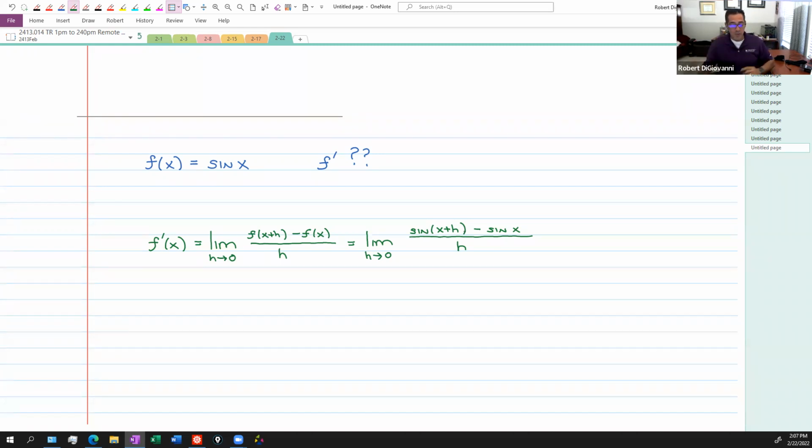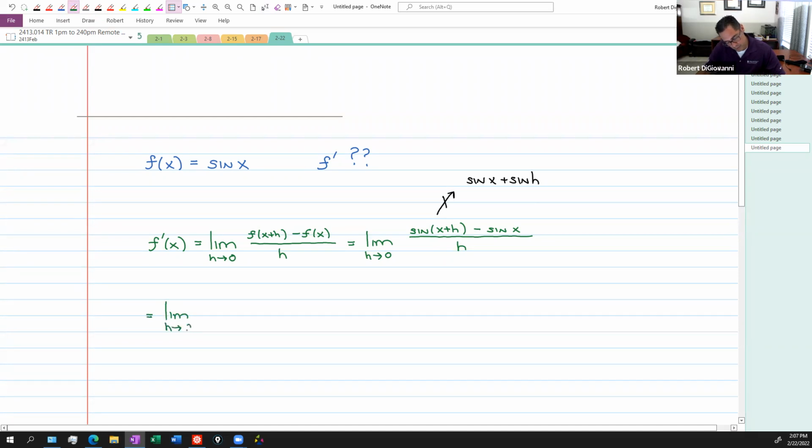Unfortunately, there's no algebra you can do here. Please don't do this, okay? This is not sine x plus sine h. That is not right. You do not distribute sine through here. I think we talked about this before, that this is not allowed. So I can't do that, and I need to do something else.